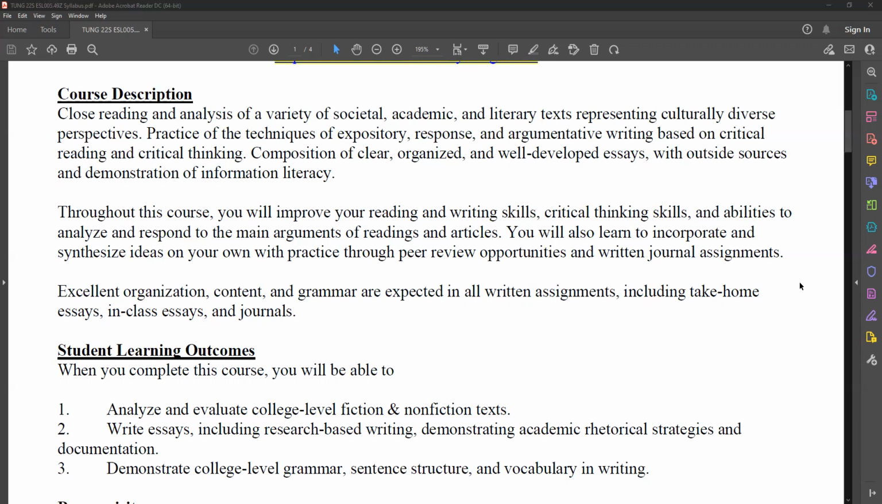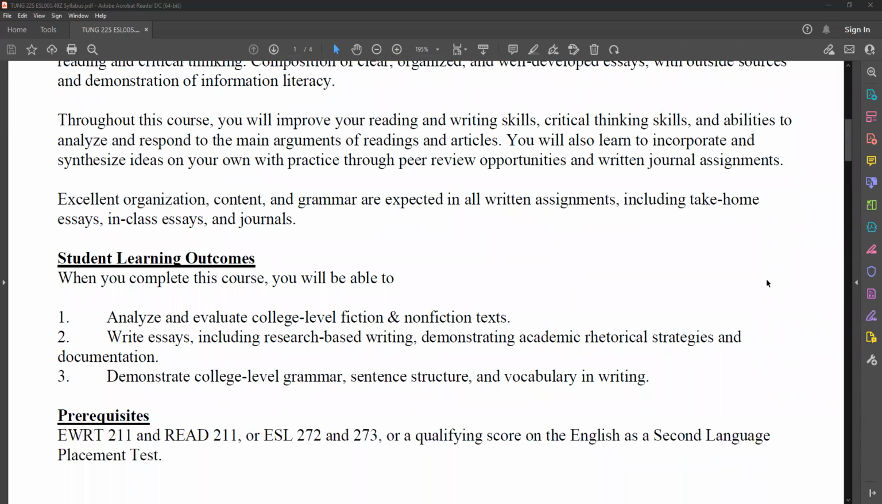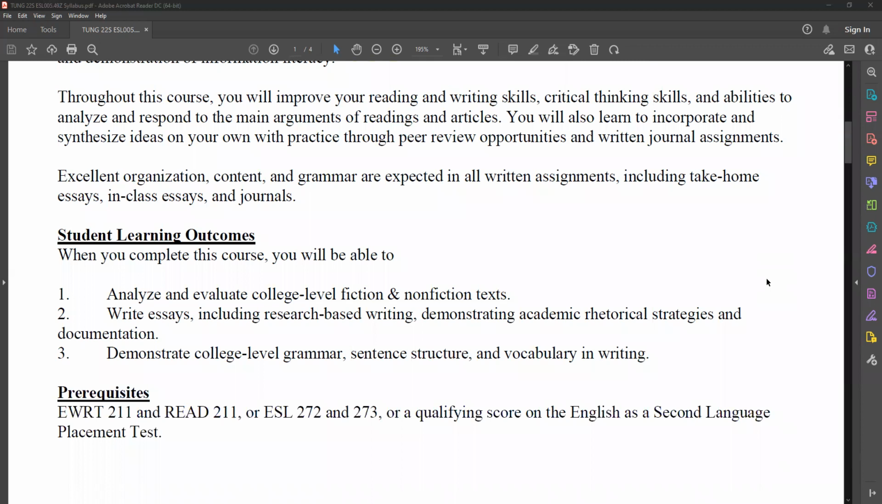Throughout this course, you will improve your reading and writing skills, critical thinking skills, and abilities to analyze and respond to main arguments of readings and articles. You will also learn to incorporate and synthesize ideas on your own with practice through peer review opportunities and written journal assignments. Excellent organization, content, and grammar are expected in all written assignments, including take-home essays, in-class essays, we have just the one, and journal assignments.